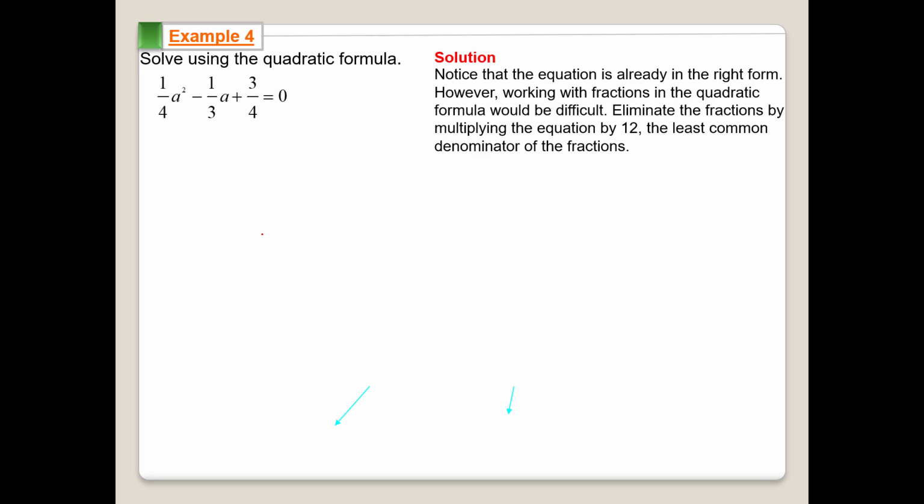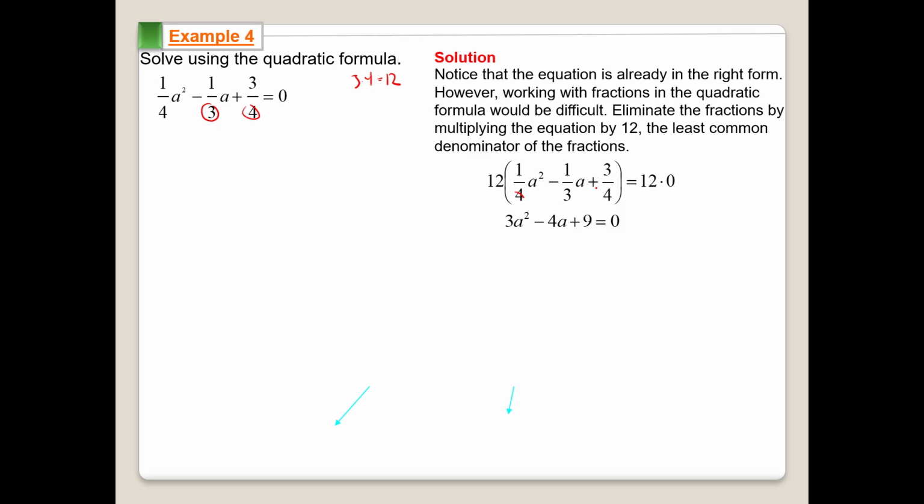Eliminate the fractions by multiplying the equation by 12, the least common denominator of the fractions. They got that by saying we had a 3 and a 4, and if you multiply those together, 3 times 4 is equal to 12. So 12 would take away the fractions from all of those. If we multiply both sides by 12, the 4 will go away here and give us a 3 on top, because 12 divided by 4 is 3. 12 divided by 3 is 4.